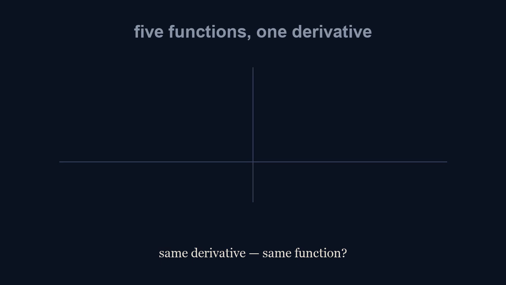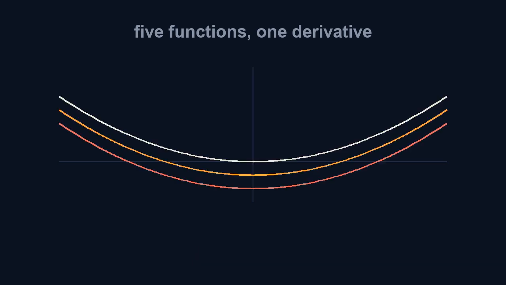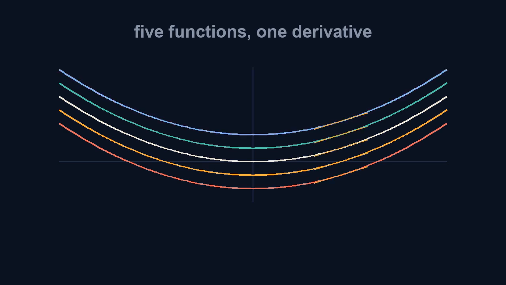If 2 functions have exactly the same derivative everywhere, are they the same function? Nope. Here are 5 different functions. Every single one has the exact same derivative, 2x. They just differ by a constant, shifted up or down. That's why an antiderivative always needs a plus c. You haven't found the antiderivative, you've found a whole family of them.